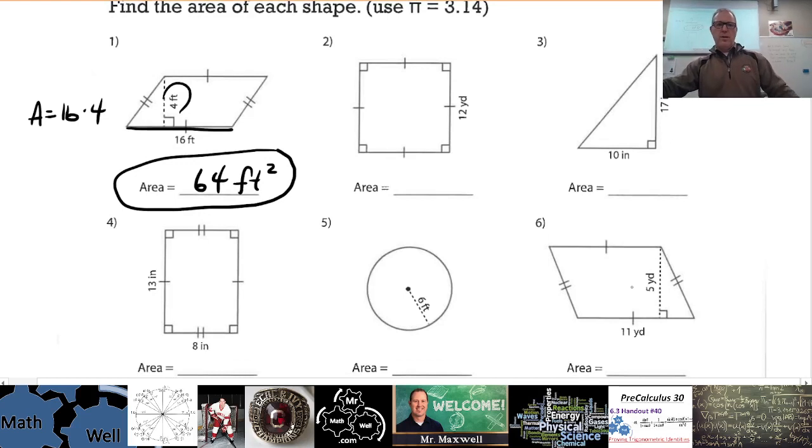There's another parallelogram over here. Base 11 times height 5. Really easy.